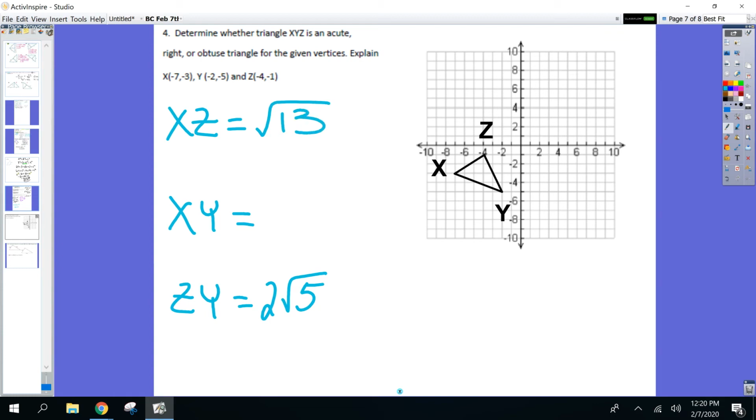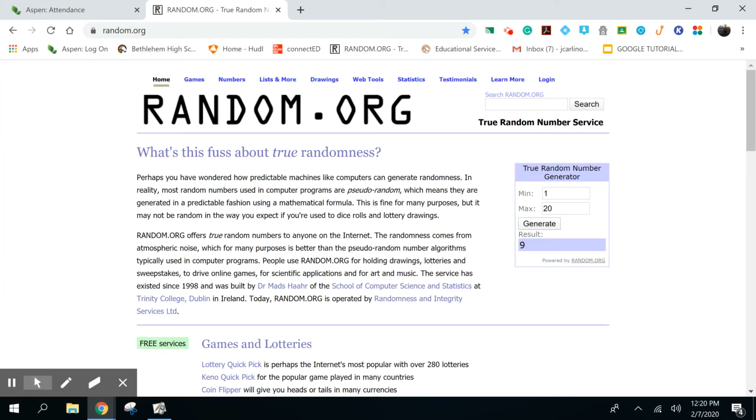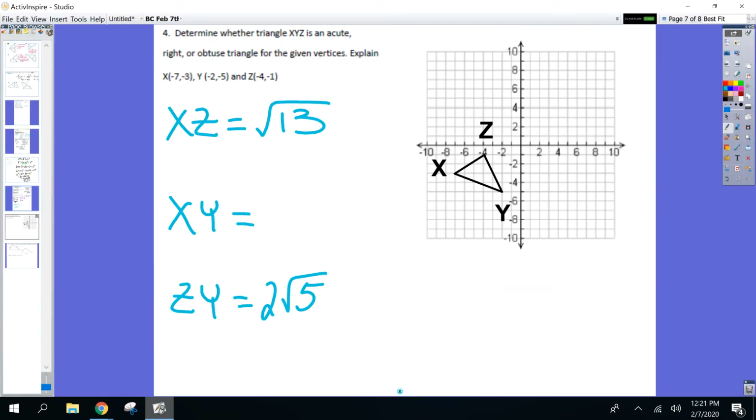All right, here we go. Get somebody from group 2. Who is group 2? I only got 5 numbers to choose. 11? 10? 9? 15? 6? Hey, there we go. XY. Radical 29.